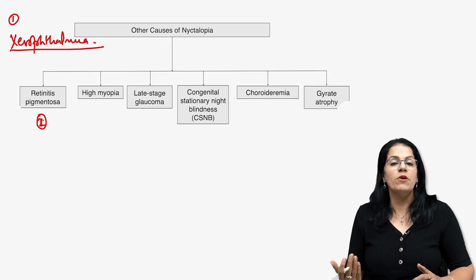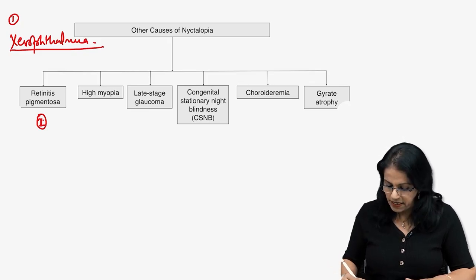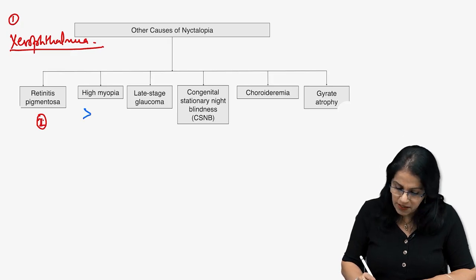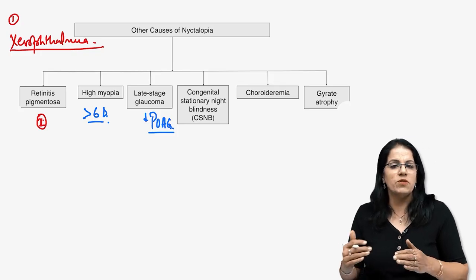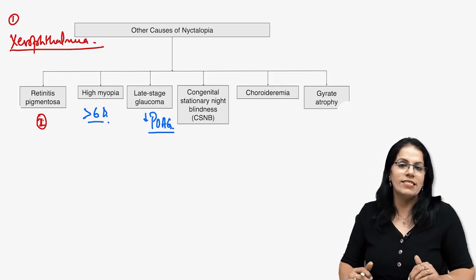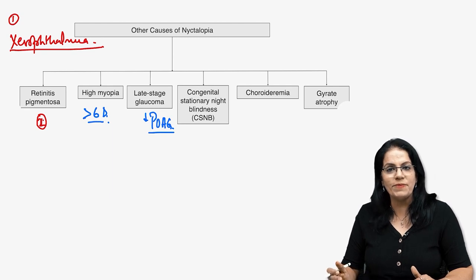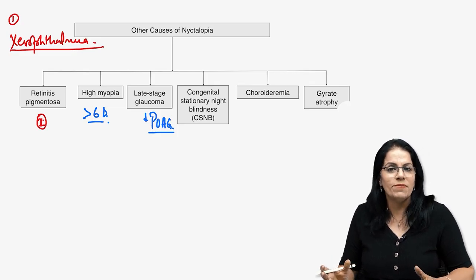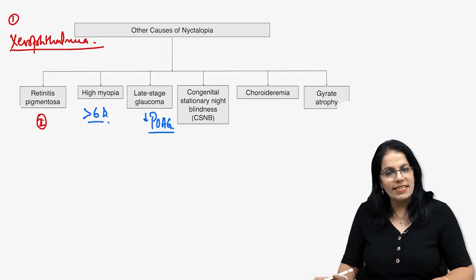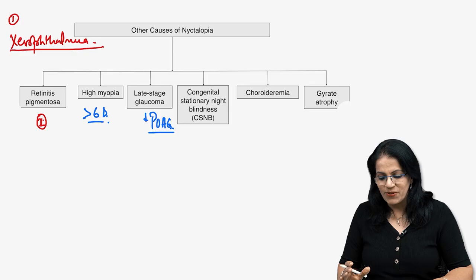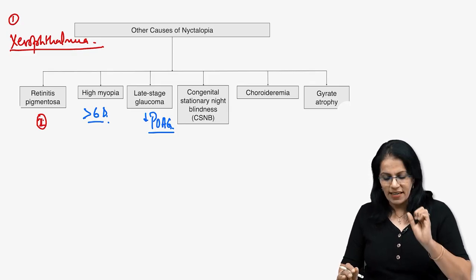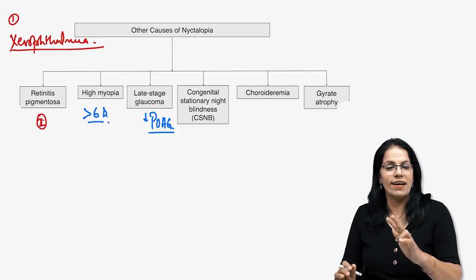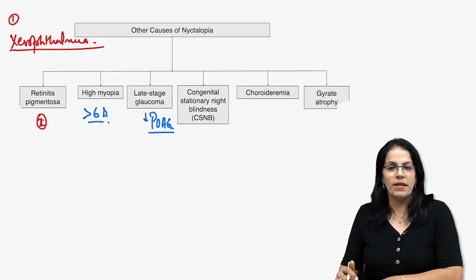What is the next cause? High myopia. What is high myopia? High myopia is defined as any myopia of more than 6 diopters. So, this is your high myopia. Number 3 and number 4, late stage of which glaucoma? Primary open angle glaucoma. This is a factual thing that you get night blindness in late stage of primary open angle glaucoma. Right? Again, you can relate it to so much of the optic nerve damage is causing some problem. Then we talk about what are the other causes. Okay, these 4 should come well. Xerophthalmia, retinitis pigmentosa, high myopia and late stage of primary open angle glaucoma.